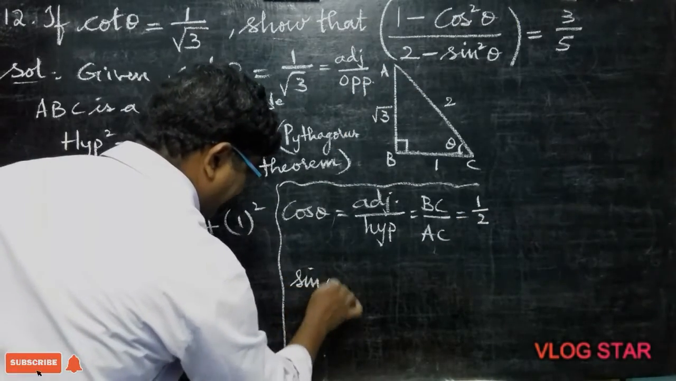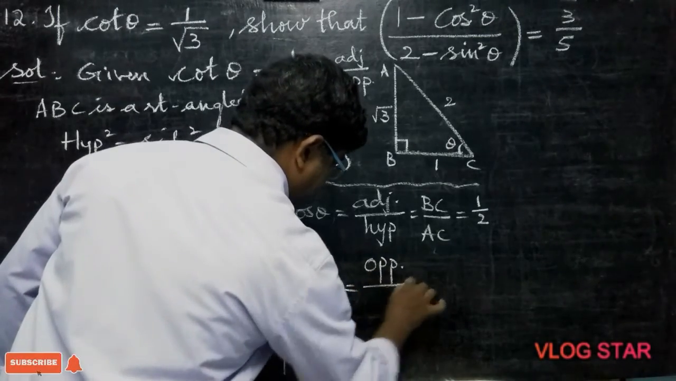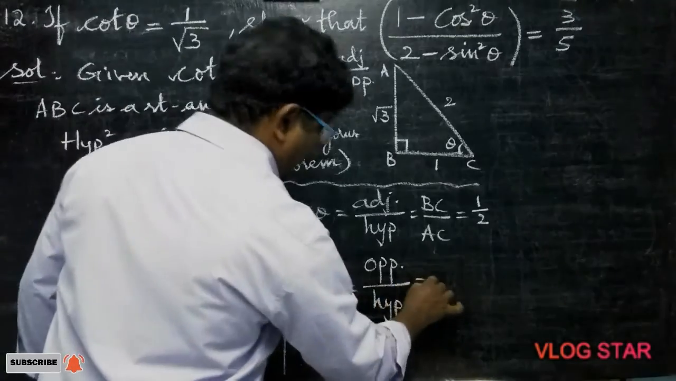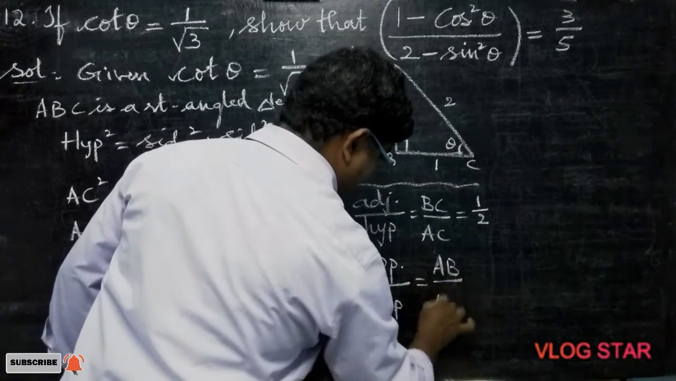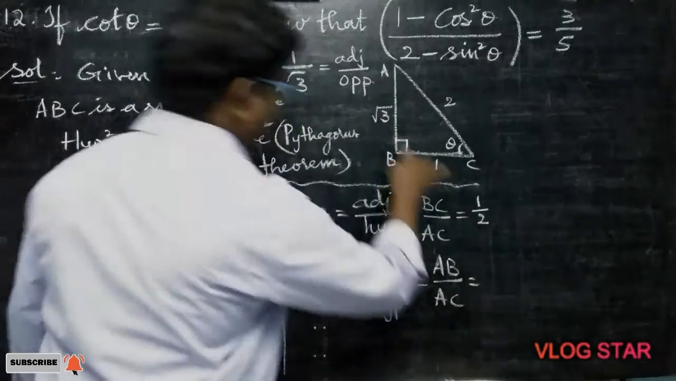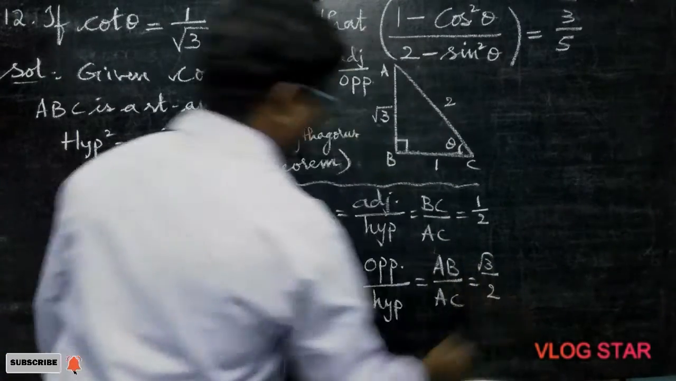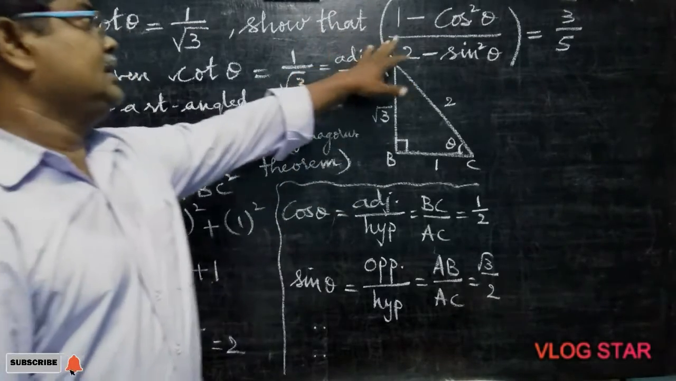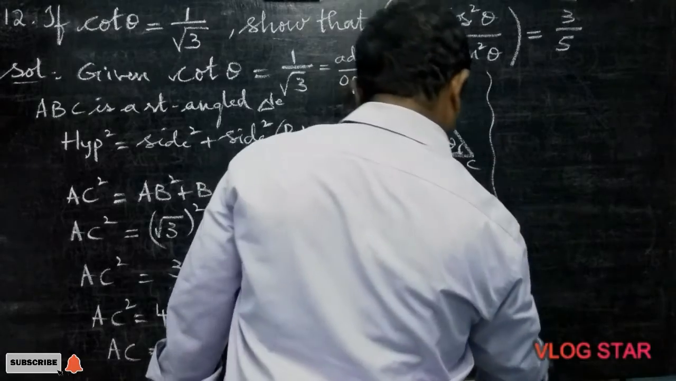Sin theta. Opposite side to theta by hypotenuse. You write complete. That is equal to opposite side is how much? AB. And hypotenuse is AC. That is equal to root 3 by 2. Now you are going to replace these values in this given. They told to show that. Now we are going to show that.